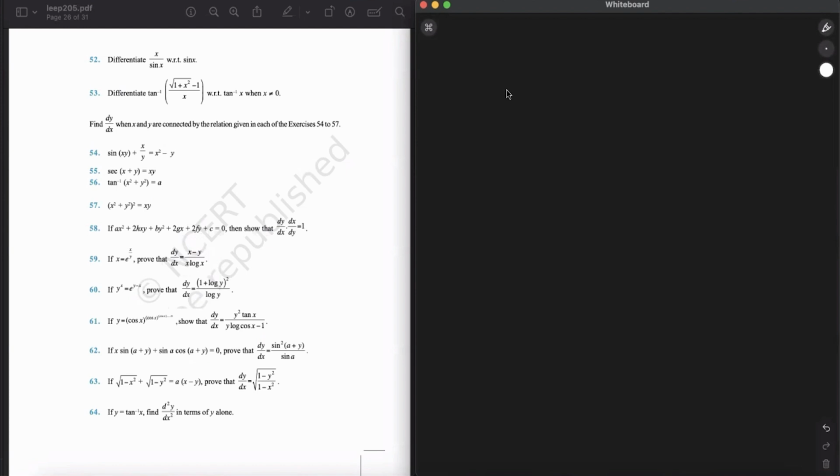Question number 33. Differentiate tan inverse this with respect to tan inverse x.